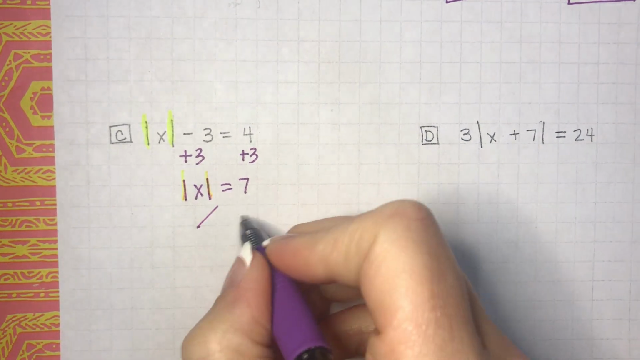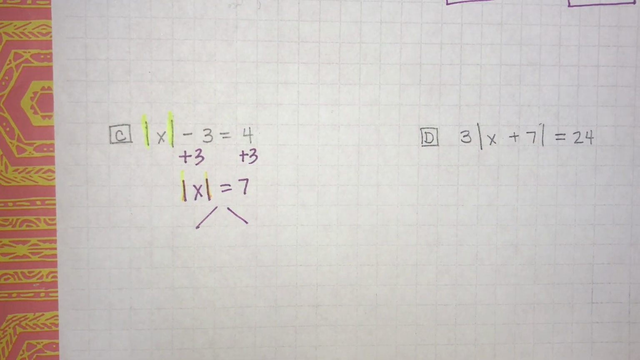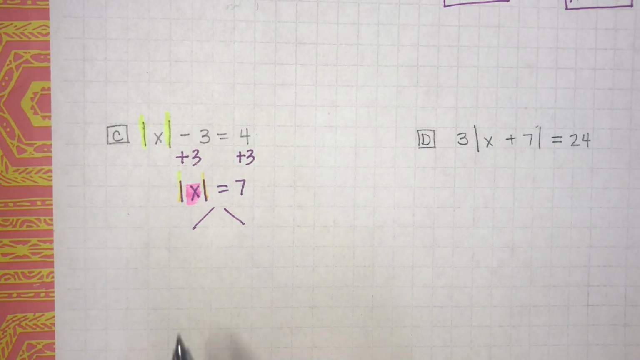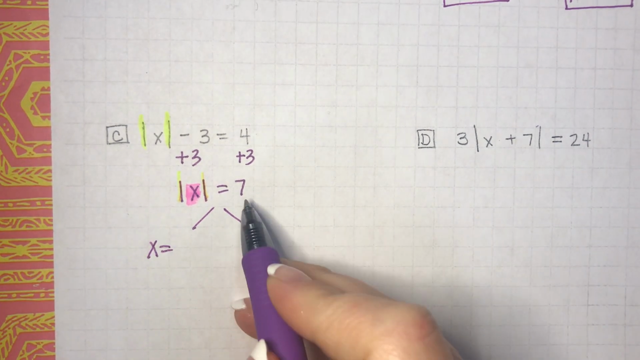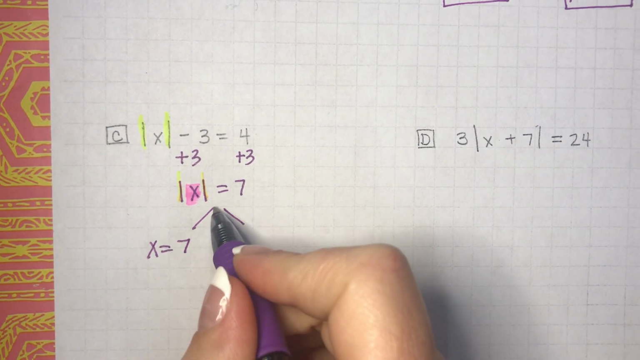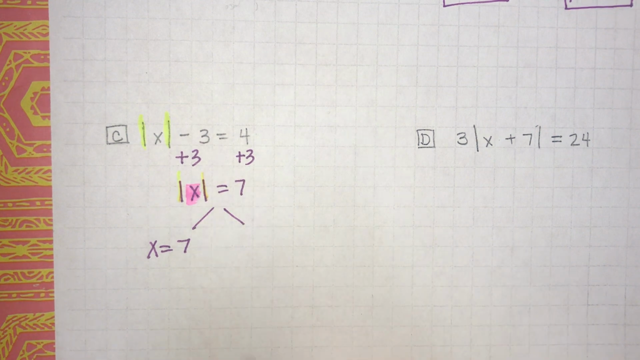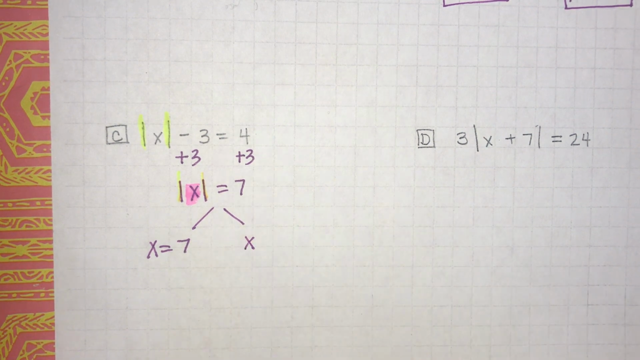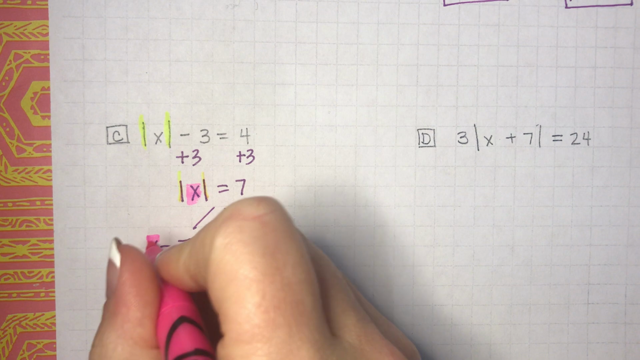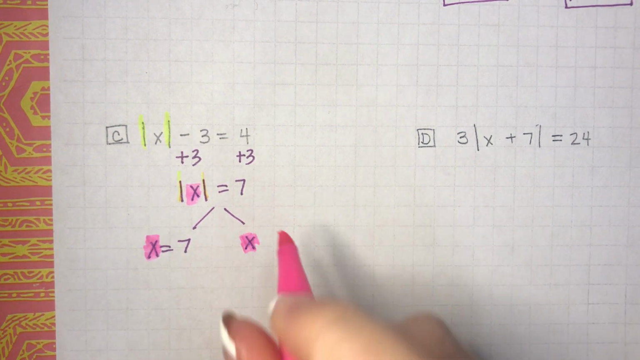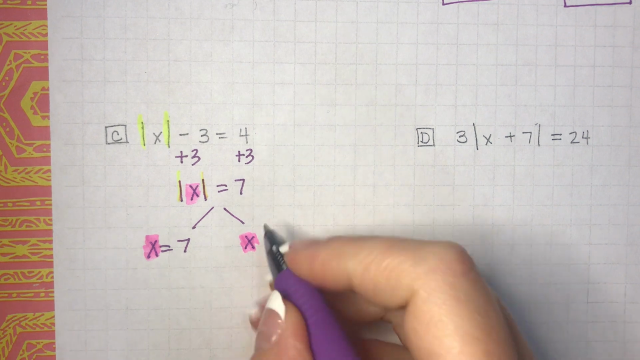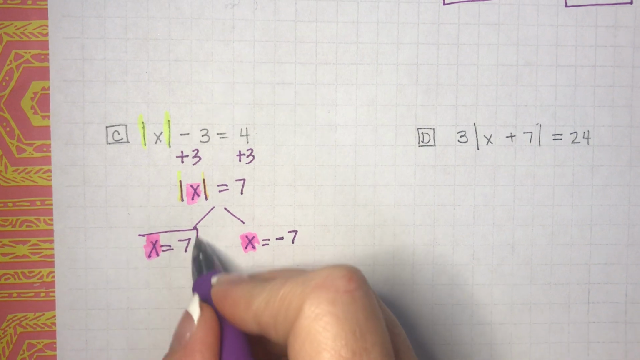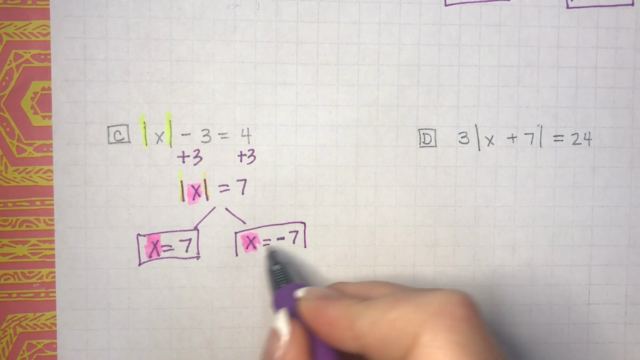Now it's time to break it into two different equations. Remember, whatever is inside just stays exactly the same. So we're going to have x equals a positive 7. And notice that when I broke it into two equations, I no longer write those absolute value symbols. We just have x equals 7. And then x stays exactly the same, equals negative 7. Okay, and that's it. X equals 7, x equals negative 7. Those are the two answers.